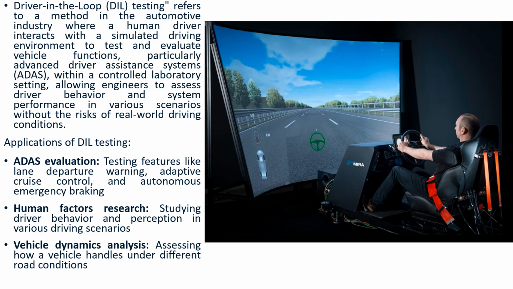Driver in loop, or DIL testing, refers to a method in the automotive industry where a human driver interacts with a simulated driving environment to test and evaluate vehicle functions, particularly advanced driver assistance systems, within a controlled laboratory setting, allowing engineers to assess driver behavior and system performance in various scenarios without the risks of real world test driving conditions. So here, when you say driver in loop, it is the efficacy of the driver which is being tested.